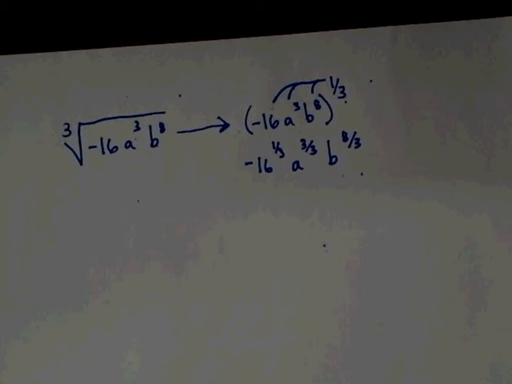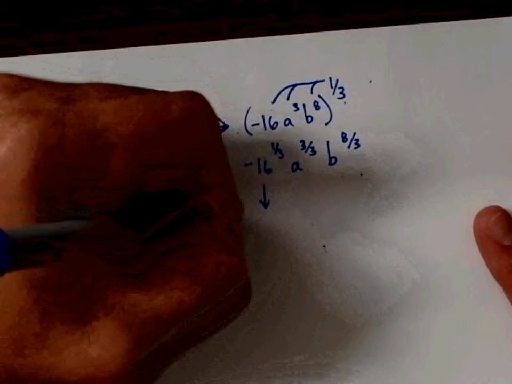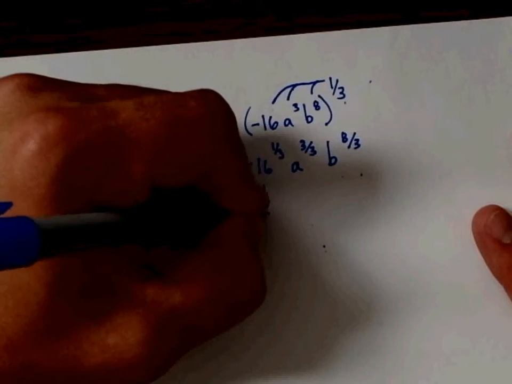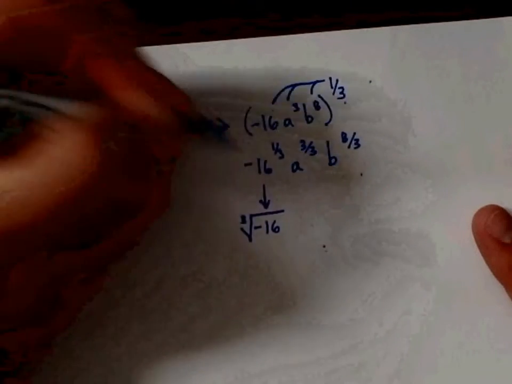So now let's look at all of them individually and see what we got. What is negative 16 to the 1/3 power? It's a decimal. So what does that tell us? That we're going to have to factor it, right? And so this right here, we're going to have to factor it.